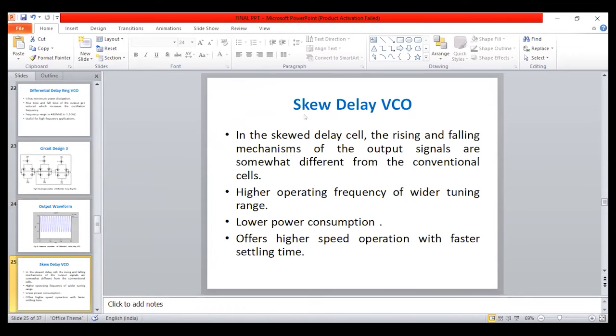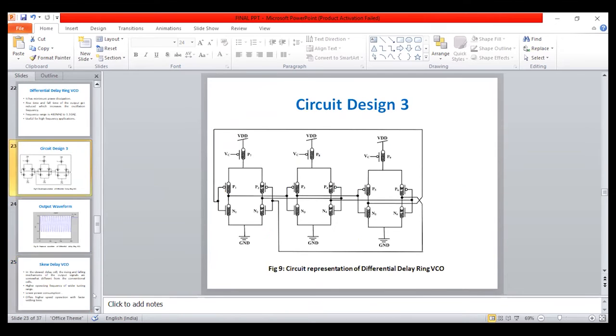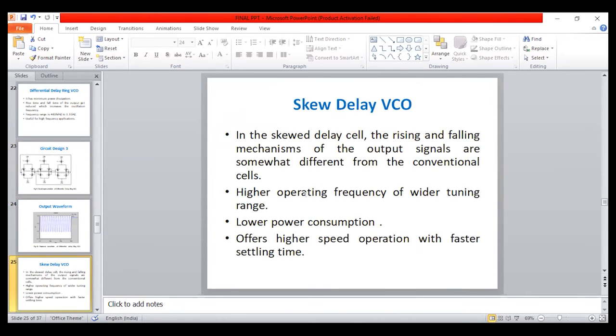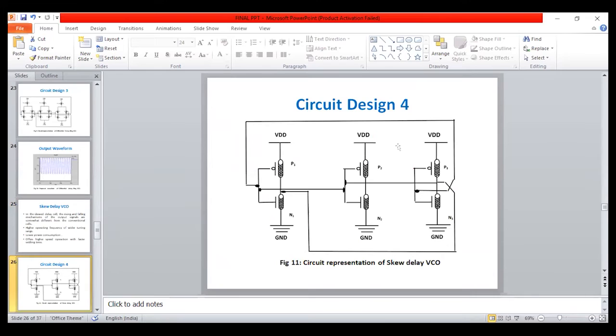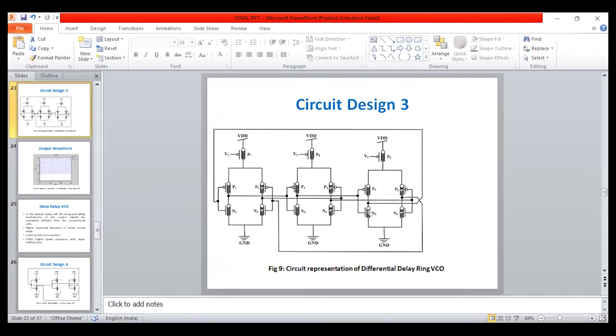There is another delay, called skew delay, because the rise and fall time mechanism of the output signal is somewhat different from the differential design, but there is a slight difference. High operating frequency for wider tuning range, low power consumption, and high speed operation with faster settling time. It is a little simpler compared to differential, and we use the same CNT FET inverter, but there is no delay in this circuit. In differential, we give a delay in 3 cycles, but in skew we do not give any delay.